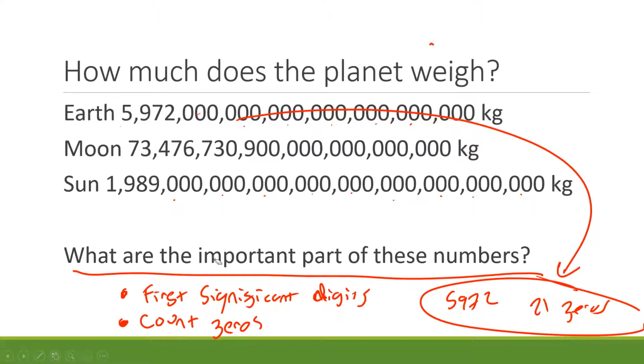You guys have spent so much time memorizing the rules for significant figures. I don't think you understand the importance of significant figures. And that's what I was trying to get with these questions. Why do we have significant figures in the first place? To make these numbers easier to memorize, to read, to understand. And then what do you need to know about them? You need to know what's significant, and then you need to know how many zeros there are.